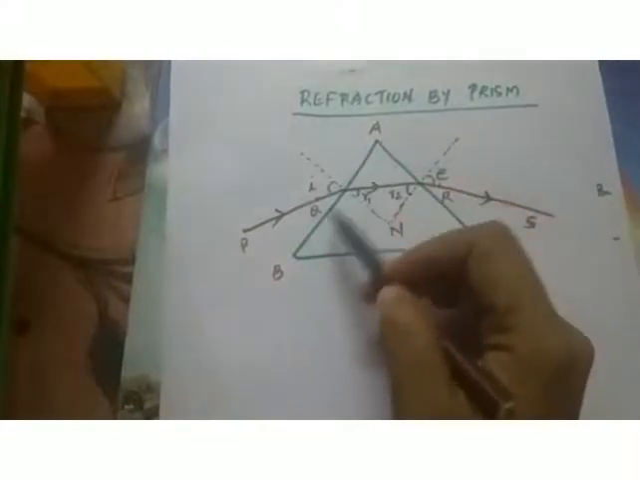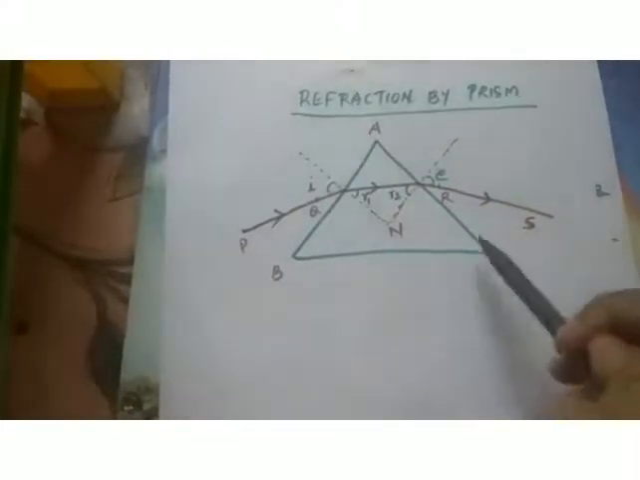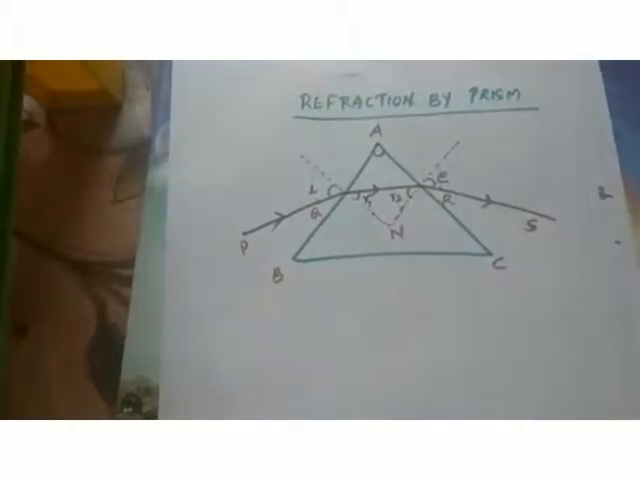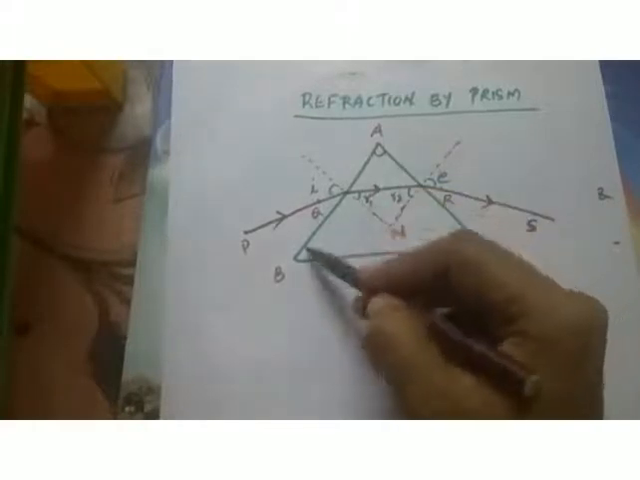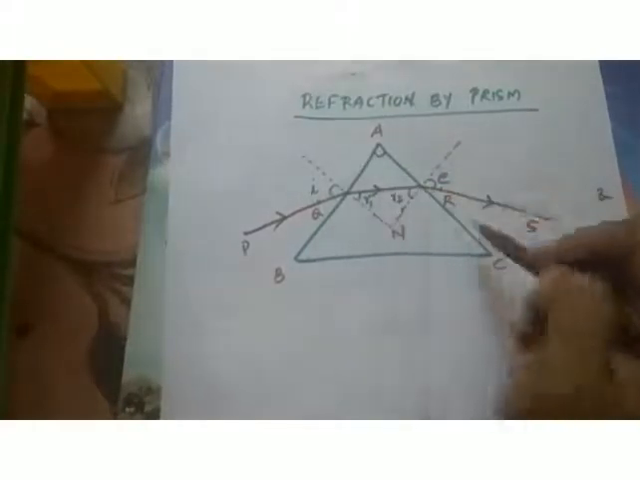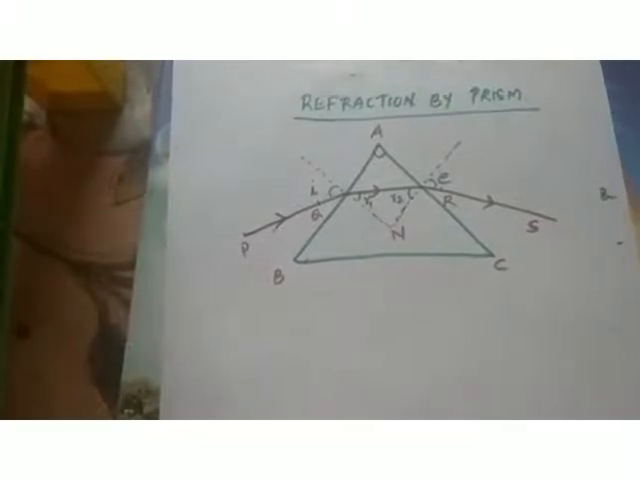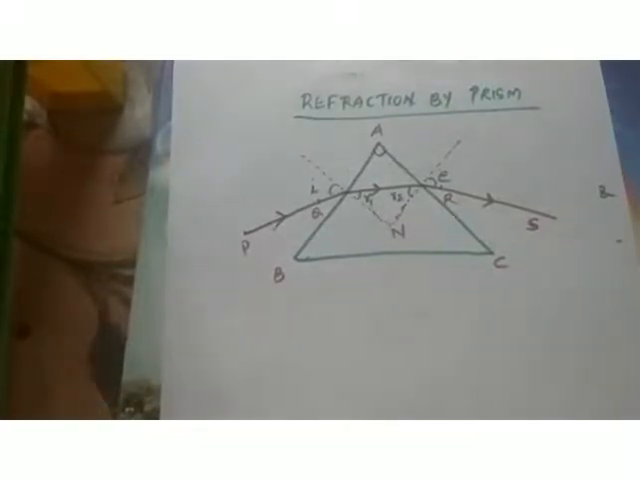So this is a prism ABC, and this angle A is known as the angle of prism. The angle formed between two inclined surfaces, or the angle formed between two refracting surfaces, is known as the angle of prism.